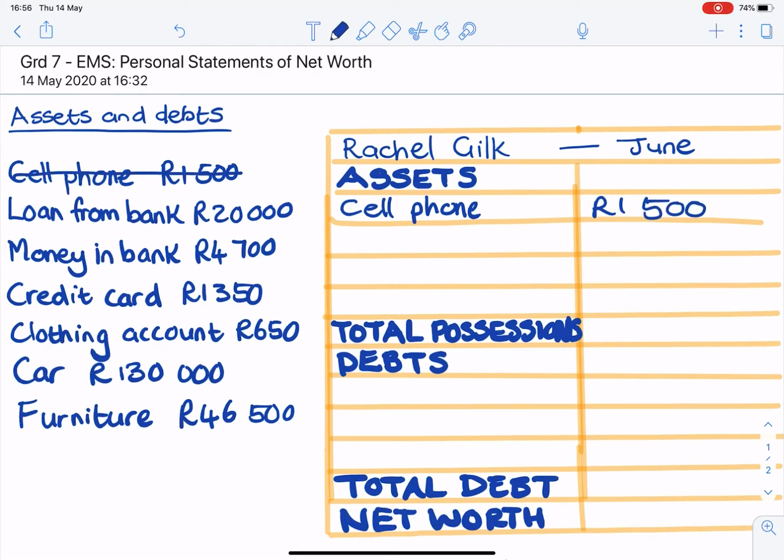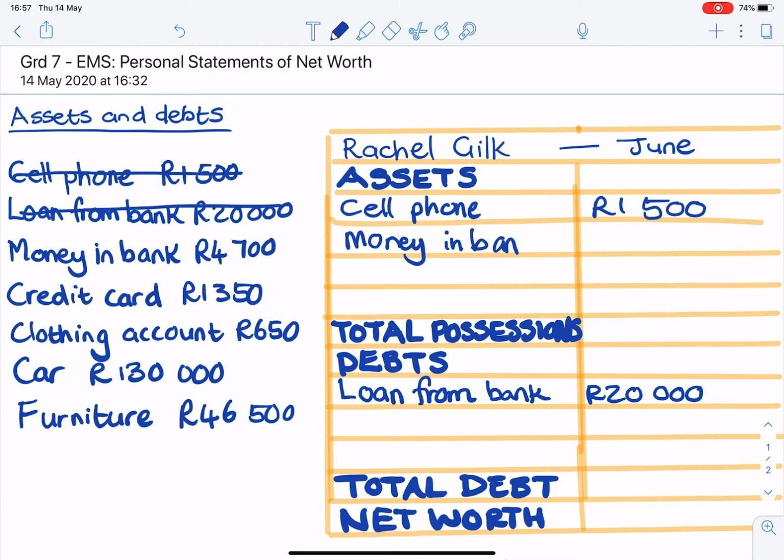She has a loan from the bank, which means she owes the bank money, so it is a debt. And that is for 20,000 Rand. She has money in the bank, which belongs to her, so it is an asset. So it goes in this section, of 4,700. She has a credit card, which means she owes the bank that money, so it is a debt.